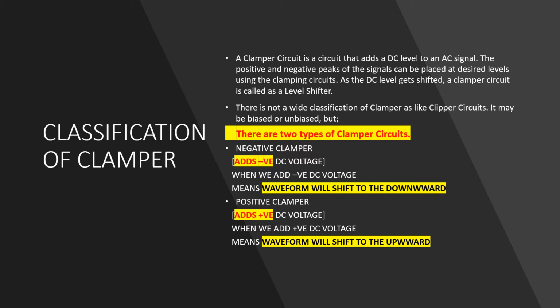here in clampers the classification is very simple. There are two types of clamper circuits. Negative clampers, very simple, which add negative DC voltage levels. When we add negative DC voltage levels, the waveform will be shifted in the downward direction. The second type is positive clampers. It simply adds positive DC voltage. When we add positive DC voltage, the waveform will be shifted in the upward direction.